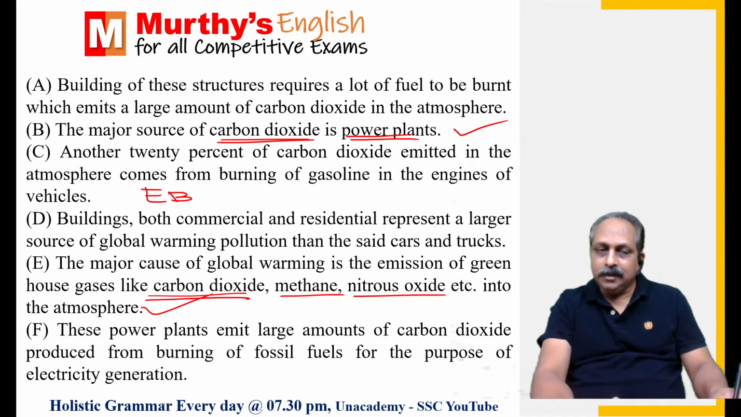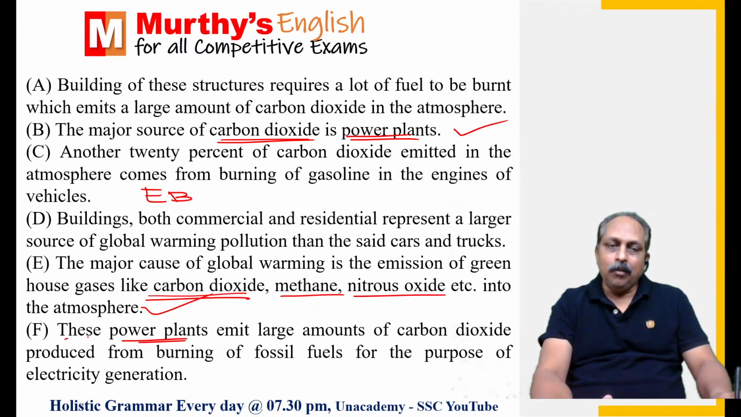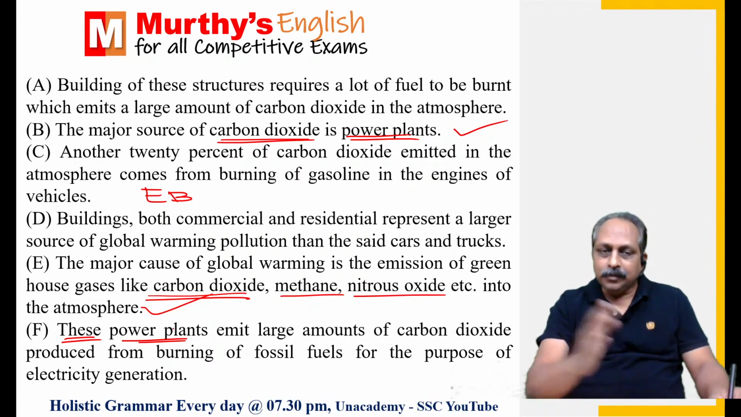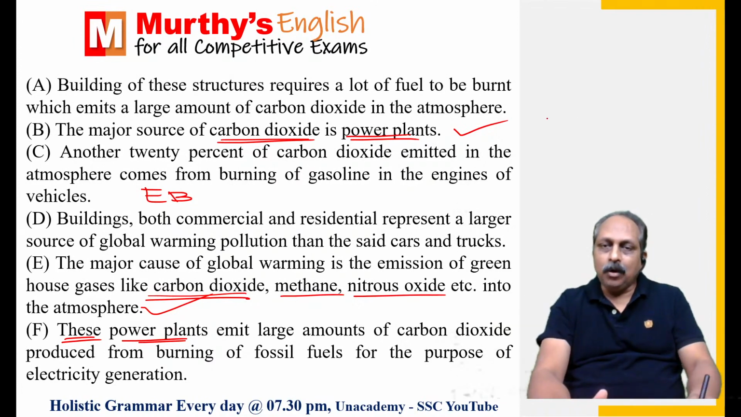You have another sentence which talks about power plants. And here you have the demonstrative adjective. These power plants. That means what power plants? These power plants, one pair. So obviously it should be EBF, BF one pair. These power plants emit large amounts of carbon dioxide produced from burning of fossil fuels for the purpose of electricity generation. What is the fourth one?